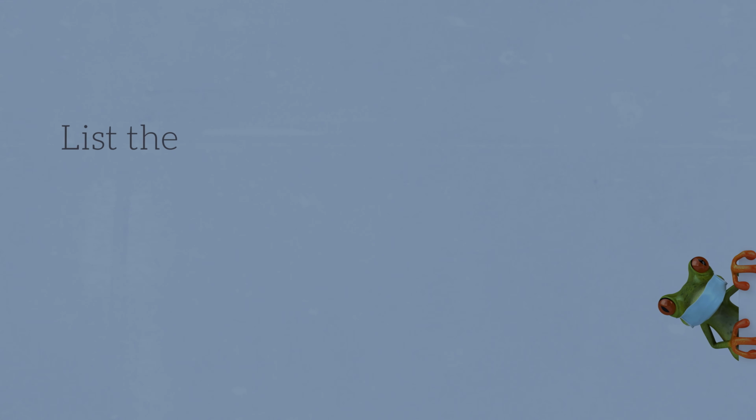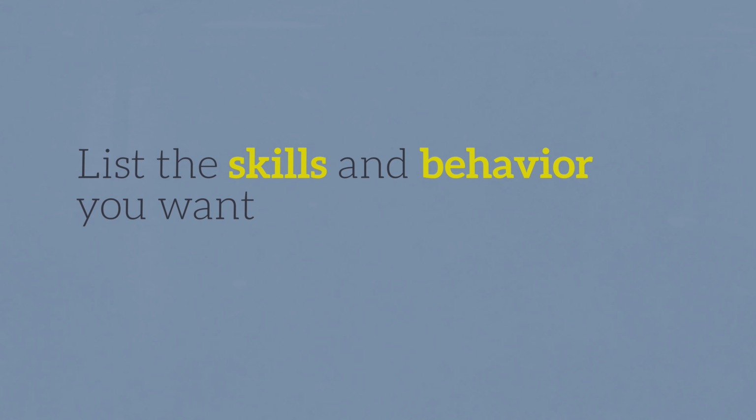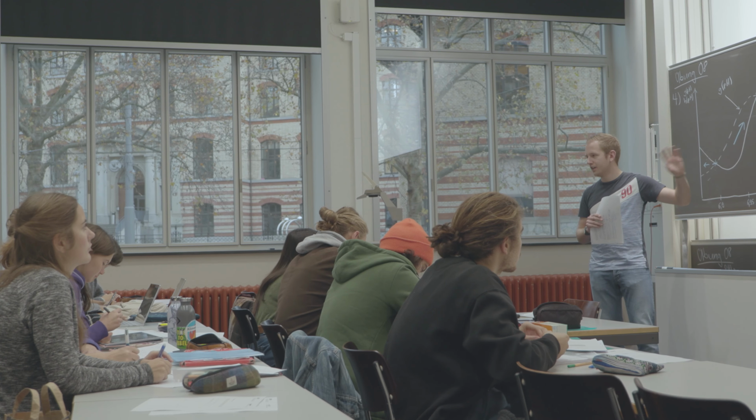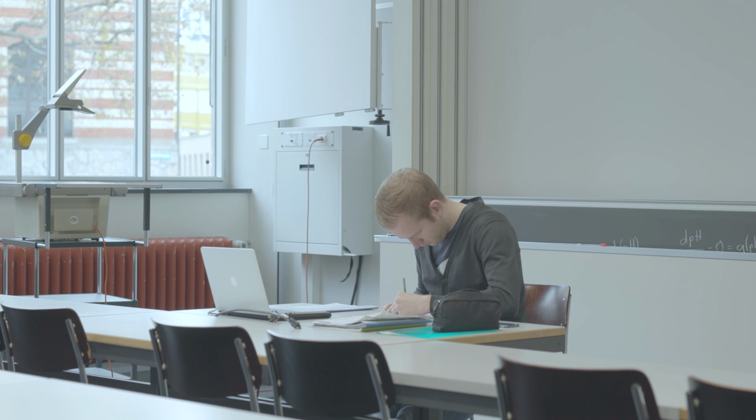Instead of simply listing what you want students to know, you should list the skills and behavior you want to see. This gives both you and your students a clear picture of what is expected of them. The elements you list are what we call learning objectives, and they are the basis of every class. Lecturers write down the learning objectives for the entire course, and it's the job of TAs to break them down for the lesson plans of individual classes.